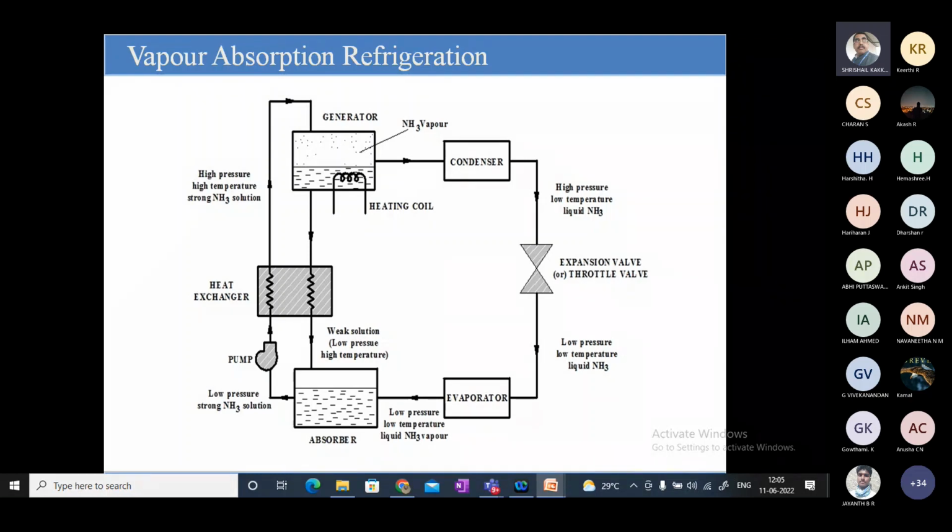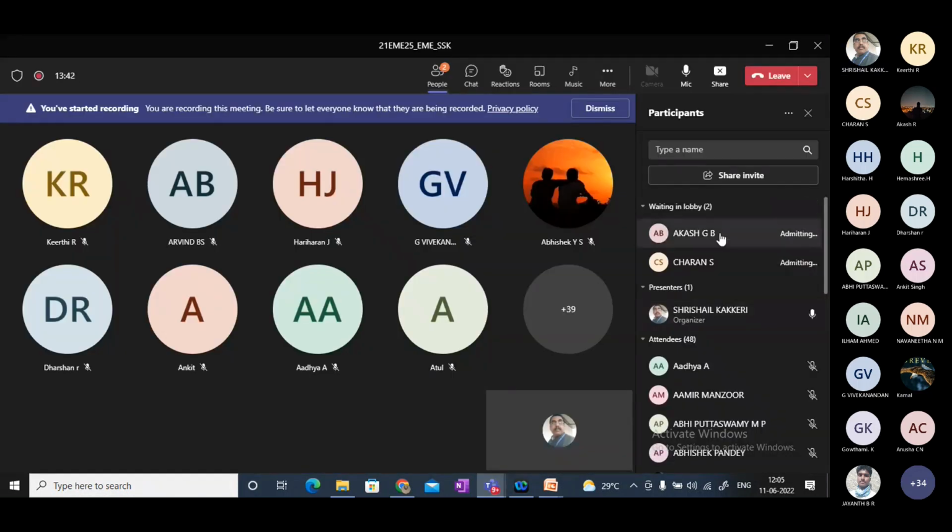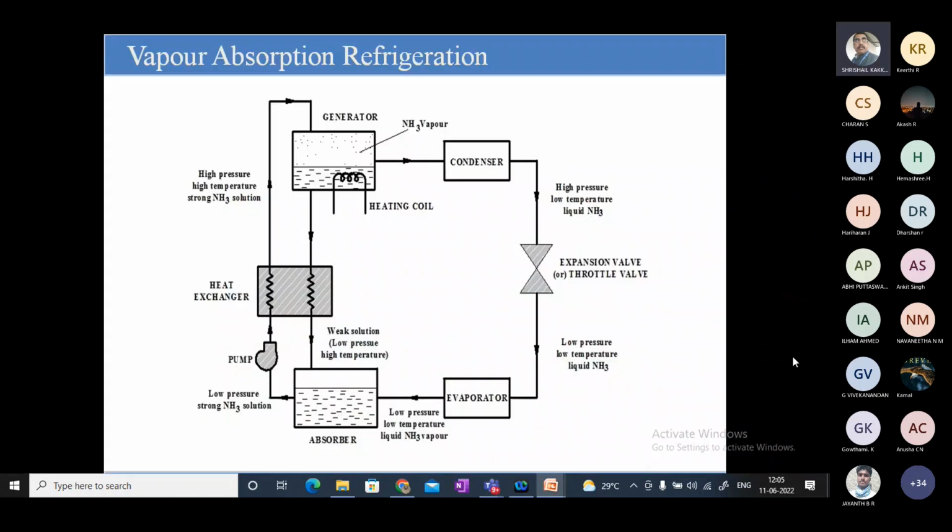Absorption refrigeration system. Vapor absorption refrigeration system. And here, once again, I insist you to start with the evaporator coils. Okay. And now please look here.